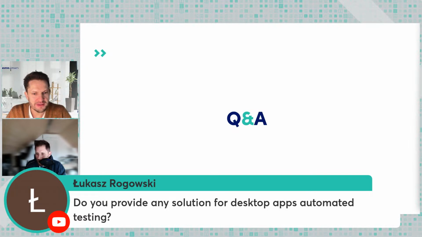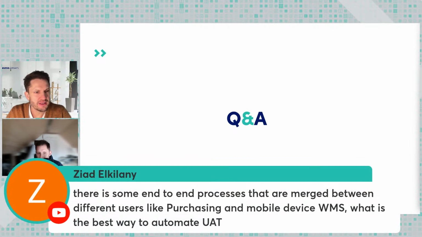There's another question that just appeared as the next one. Is there some end-to-end process that is merged between different users, like purchasing and mobile device WMS? What is the best way to automate UAT, cross-platform UAT testing?